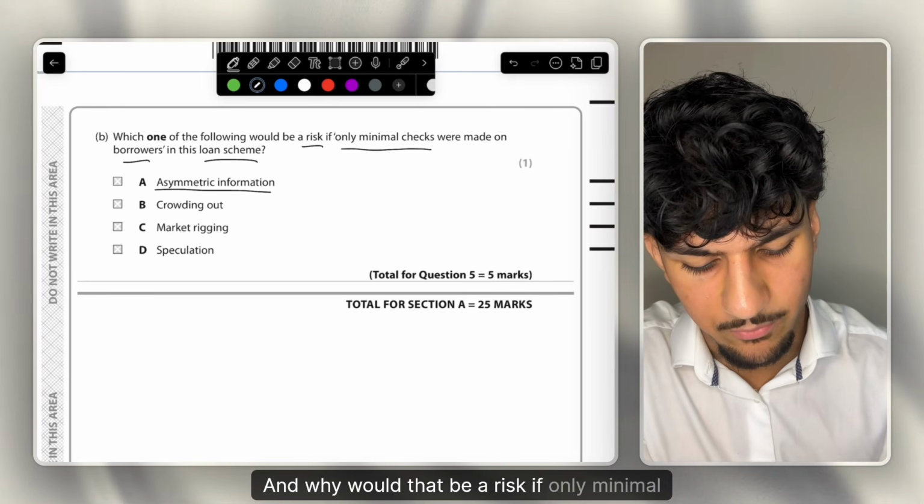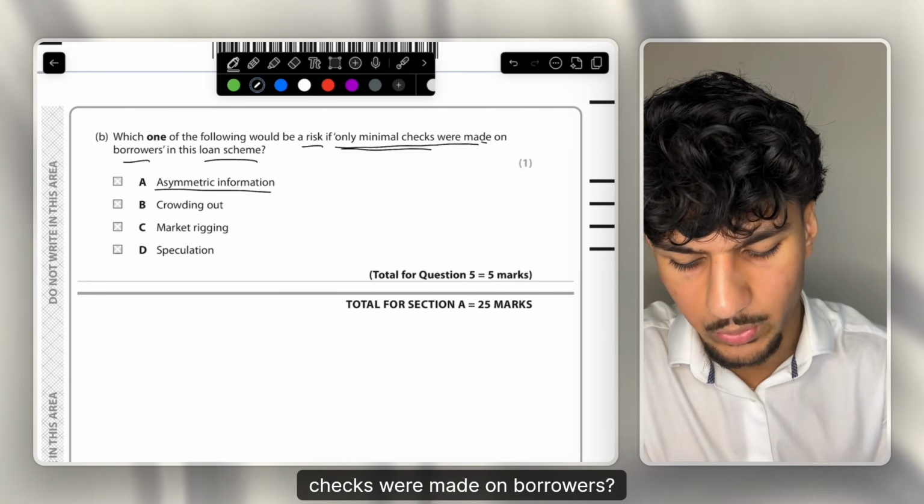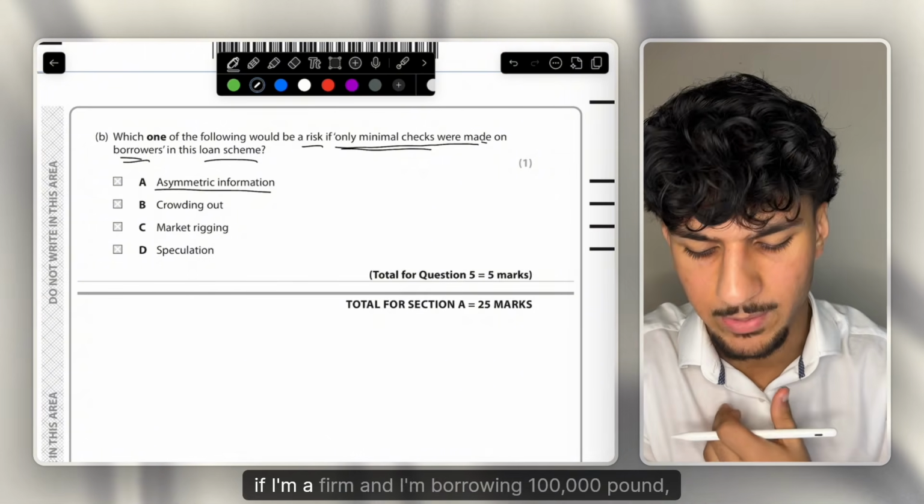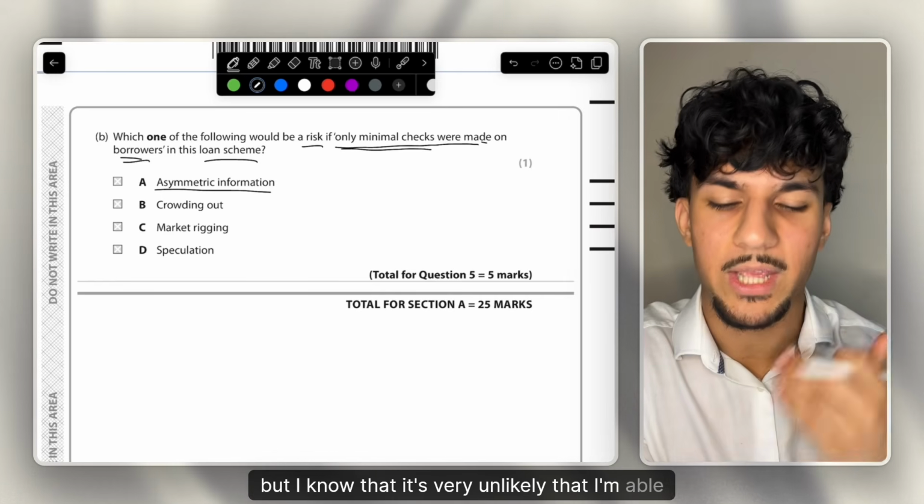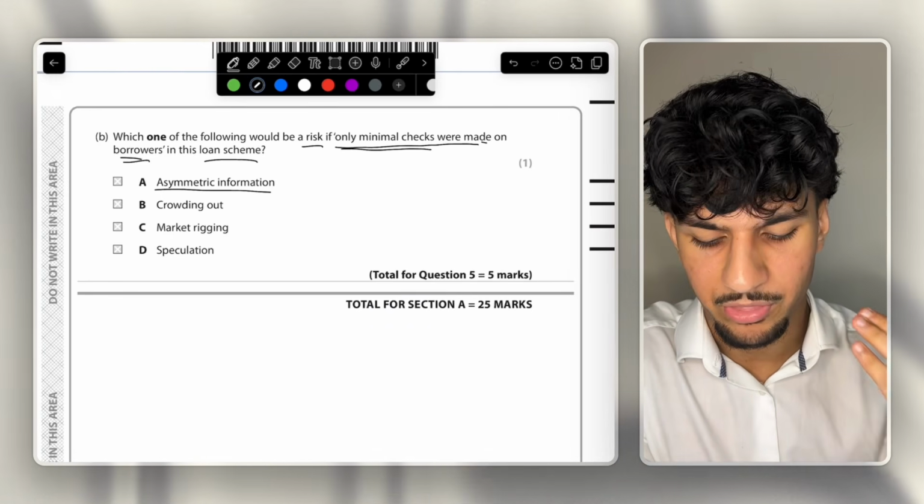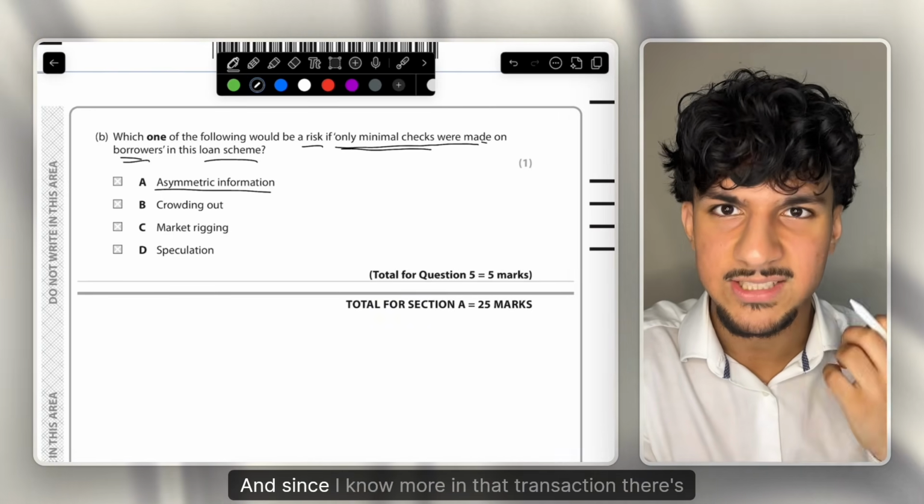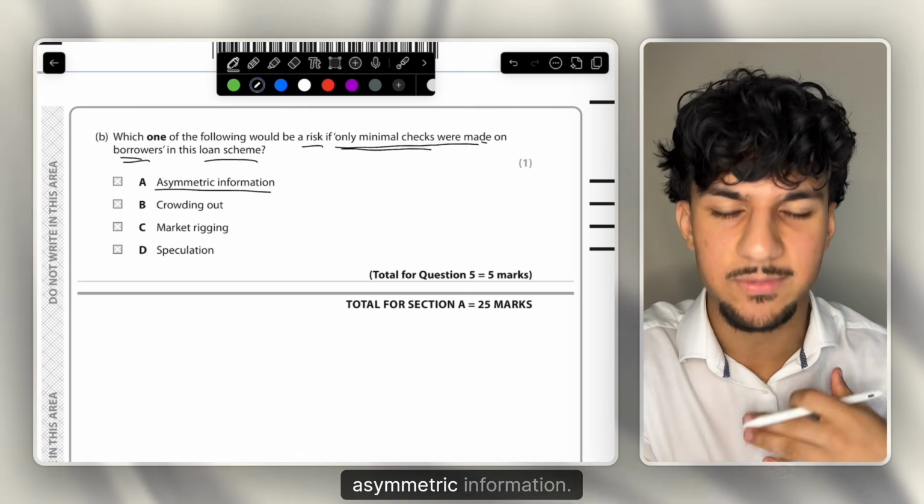And why would that be a risk if only minimal checks were made on borrowers? For example, if I'm a business, if I'm a firm, and I'm borrowing £100,000, but I know that it's very unlikely that I'm able to pay that £100,000 back, that is a risk, isn't it? And since I know more in that transaction, there's asymmetric information.